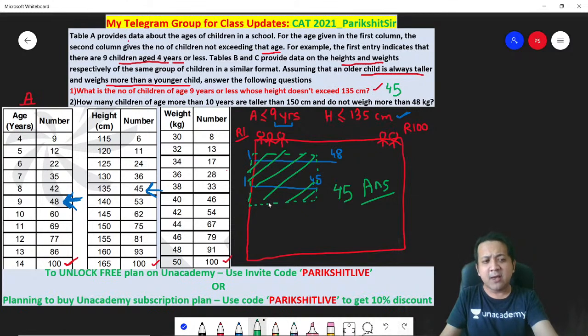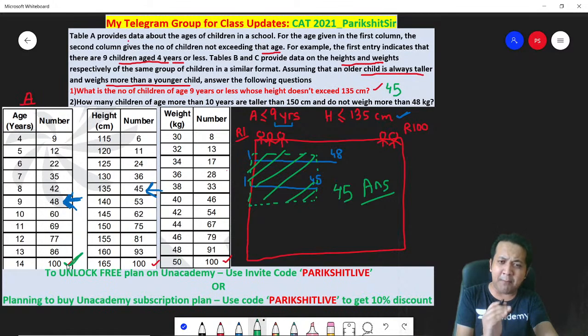So someone is saying, why are you assuming total as 100? Total as 100 because this is the number of children of age 14. You are incorrect. It is the number of children of age 14 or less. And remember, my data is all about till age 14.